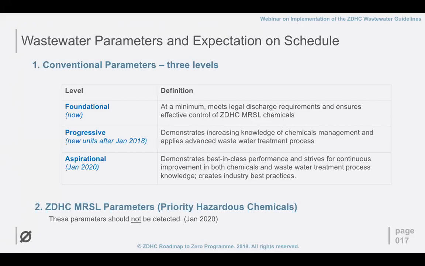The progressive limits were set so that about 50% were meeting those, and the aspirational were truly at the level where only 10 to 20% of the facilities were currently meeting that. But that's what we want to shoot for. We want to shoot for that aspirational limit. And then for the ZDHC MRSL parameters, because those are chemicals we shouldn't be using, they just should not be detected. We shouldn't be picking up those chemicals in the wastewater. Next slide.